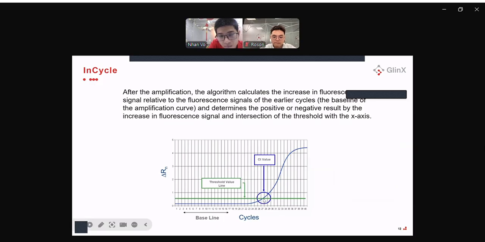And after the machine detects the fluorescent signal at the intersection, the intensity of the fluorescent signal will be stronger and stronger, and become an exponential curve.